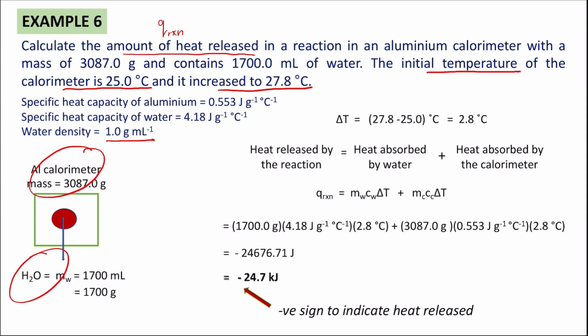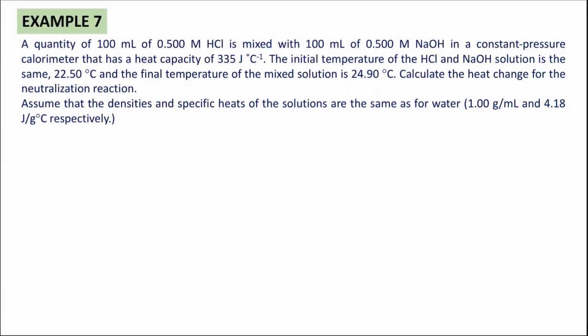So kalau awak tulis Q sebagai subjek, awak akan tulis negatif 24.7 kilojoule. Tapi kalau awak tulis perkataan heat release, so awak boleh equals to 24.7 kilojoule, like this one, tanpa negative sign. Kerana apa? Sebab awak dah tulis subjek heat release dekat depan. So ada dua pilihan cara untuk awak tulis jawapan awak. Whichever is acceptable. Next one, kita go to example 7.